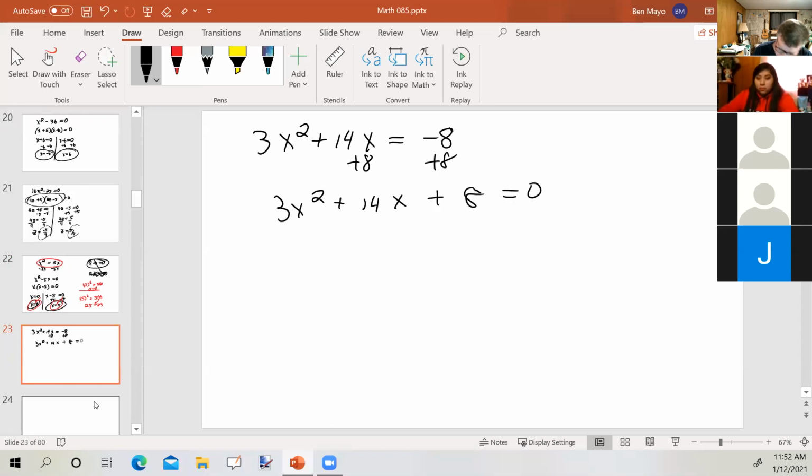And I'm also putting the left side in standard form, descending powers of the variable. Let's see if I can make a nicer looking 8 than that. Maybe, maybe not.